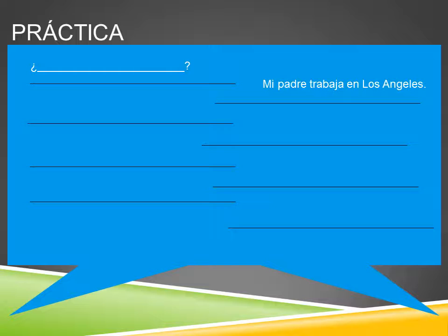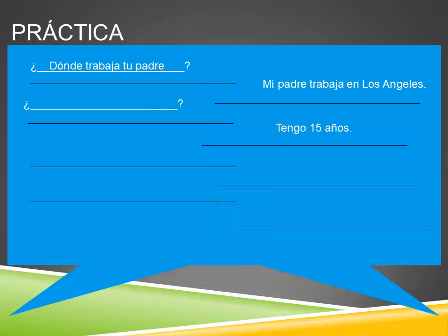And then what would be the question? Well, it's probably where does your father work? So how would you say that in Spanish? Pause it if you need some time and write it down or say it out loud. ¿Dónde trabaja tu padre? Where works your father? ¿Dónde trabaja tu padre? Question, verb, subject.